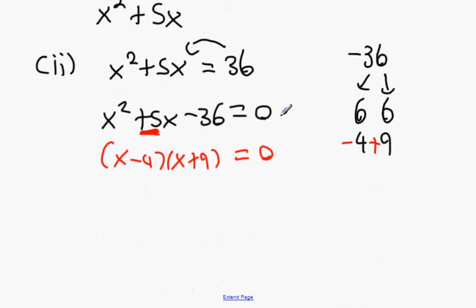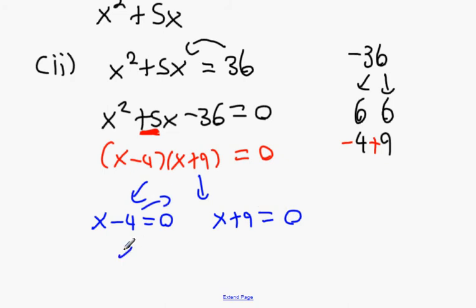And then what do you do from this part now? X equals plus 4. You're right, but you just skipped a step, okay? Now what do you get? X equals plus 4, and x equals minus 9. Well done, alright, that's it. Good job.